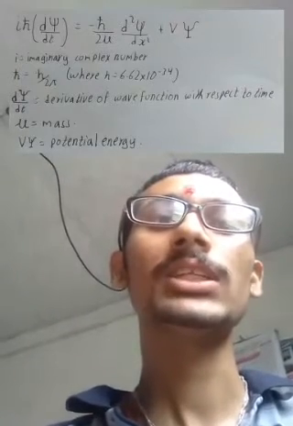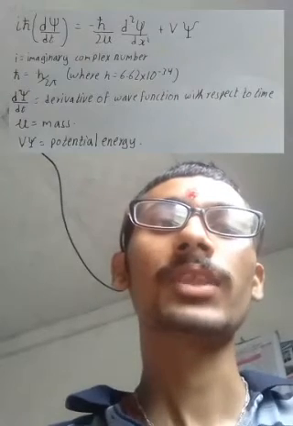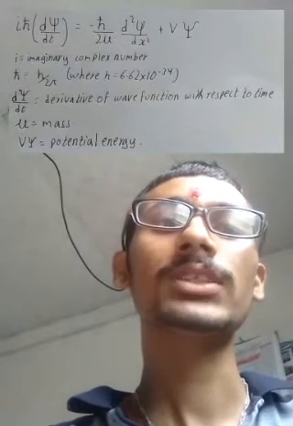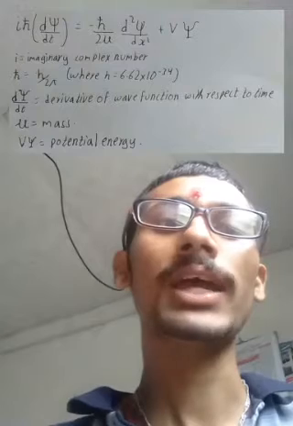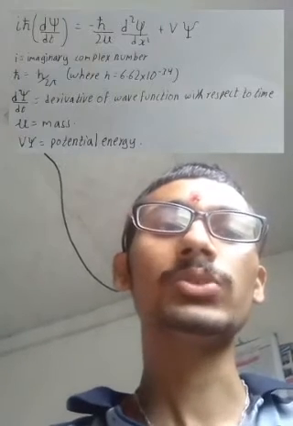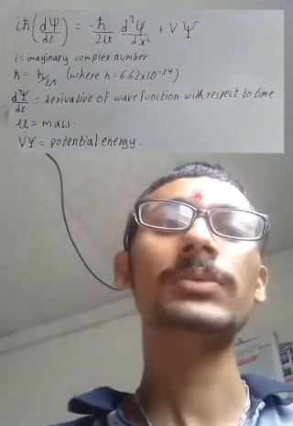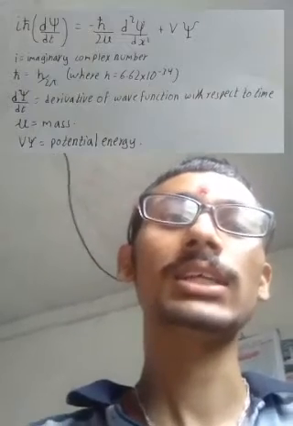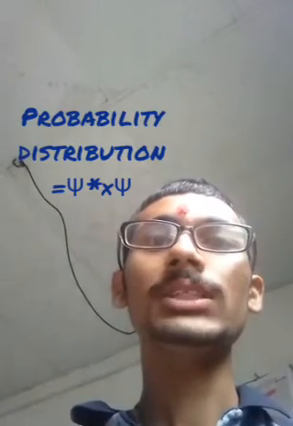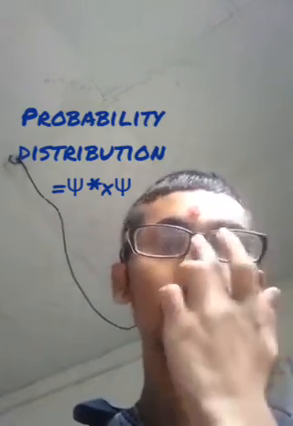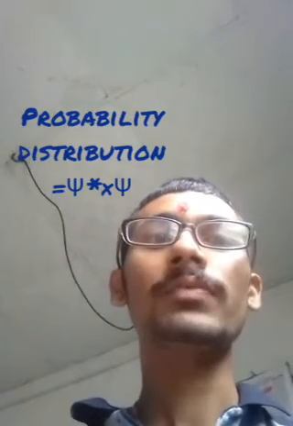Mu is represented as mass and V times the wave function is equal to potential energy, where minus h cut squared times the second derivative of the wave function with respect to x represents kinetic energy. We can calculate the probability distribution by multiplying the conjugate of the wave function with the wave function. When we multiply the conjugate of the wave function with the wave function, the imaginary term will be removed.